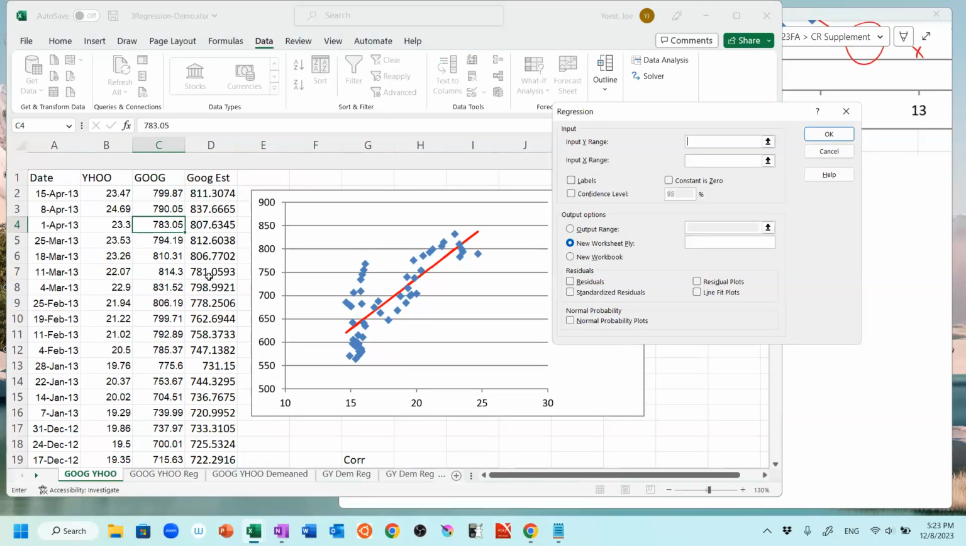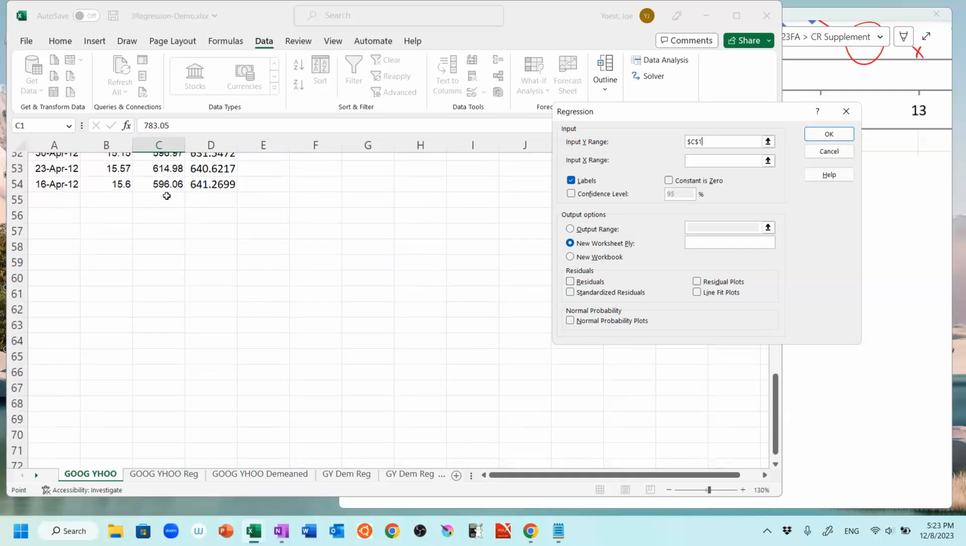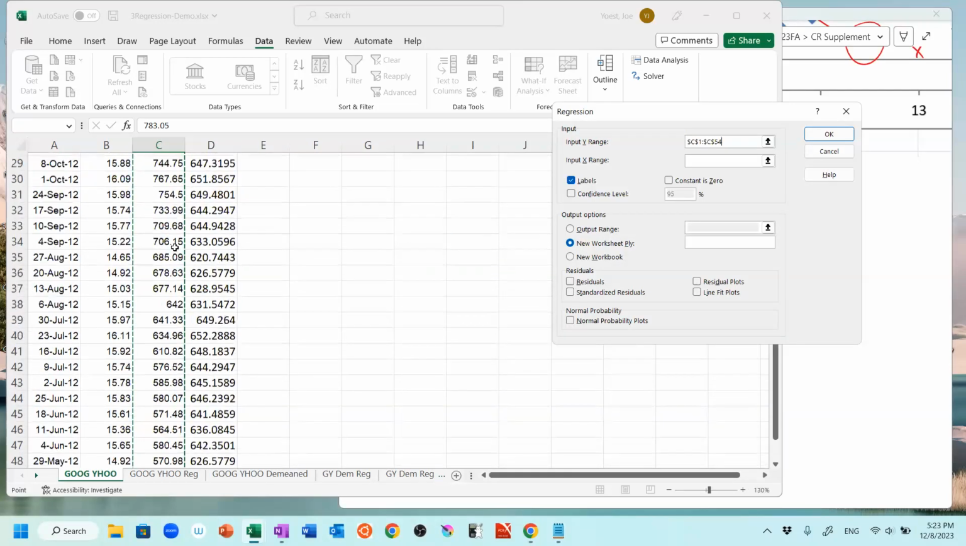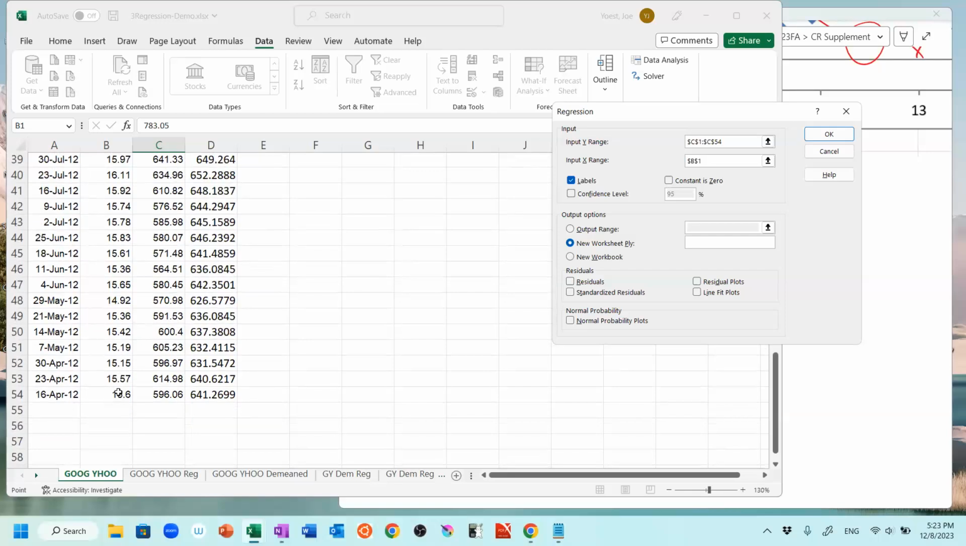And it's asking me to input a Y range. So that's my Y variable. I'm going to use labels. So that way, instead of just calling it like X and Y or variable 1 and variable 2, it'll use the names that I've given up here. So the Y range, the Y variable is going to be Google, and I'm going to include the label. So I'll just click all the way at the top and then shift and click at the bottom. That enters my Y range. My X range, my independent variable, will be Yahoo.